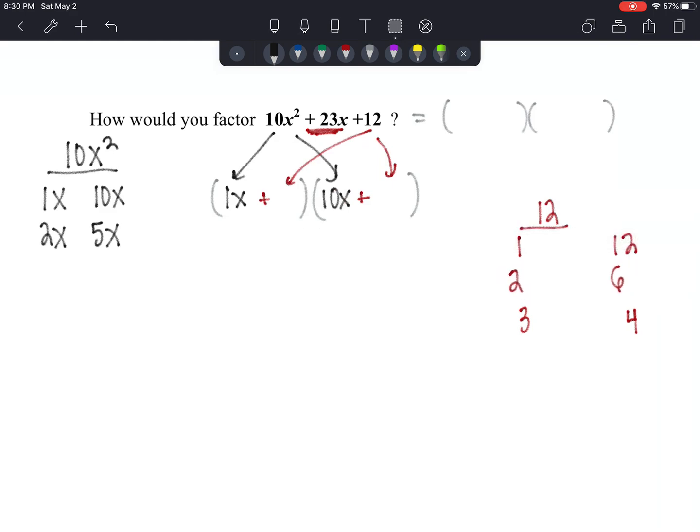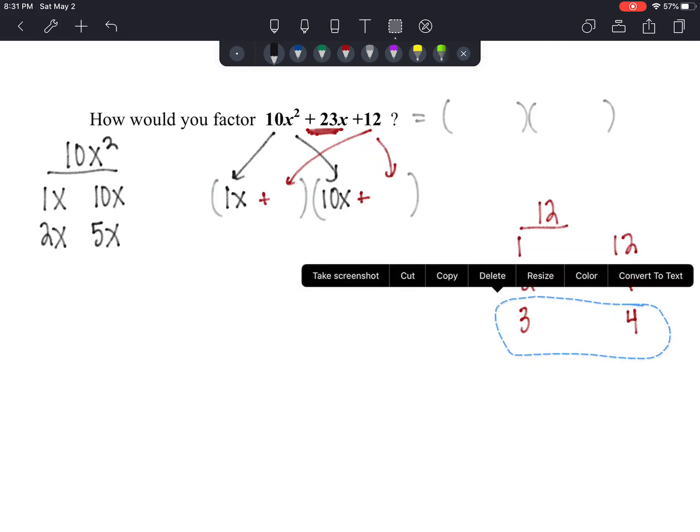Now the 2 and the 6, I'm not even going to try the 2 and the 6, because if I put the 2 and the 6 in this position, 10 and 6 again have a common factor of 2, but the original trinomial did not. So that means the binomials aren't going to have common factors. If I switch the positions and the 2 goes with the 10, I still have a greatest common factor of 2 in the binomial, but I didn't have a greatest common factor in the trinomial, so that's not going to work. So I'm going to try 3 and 4.